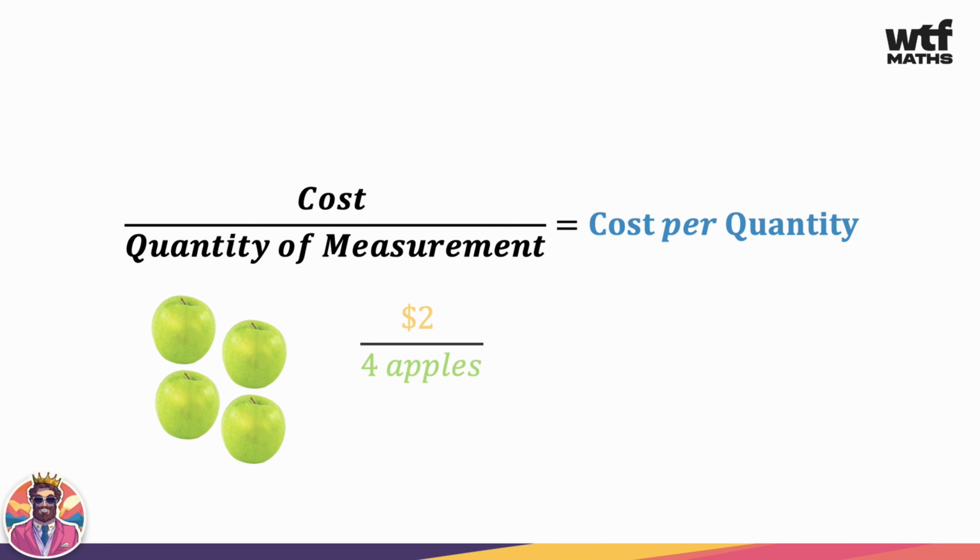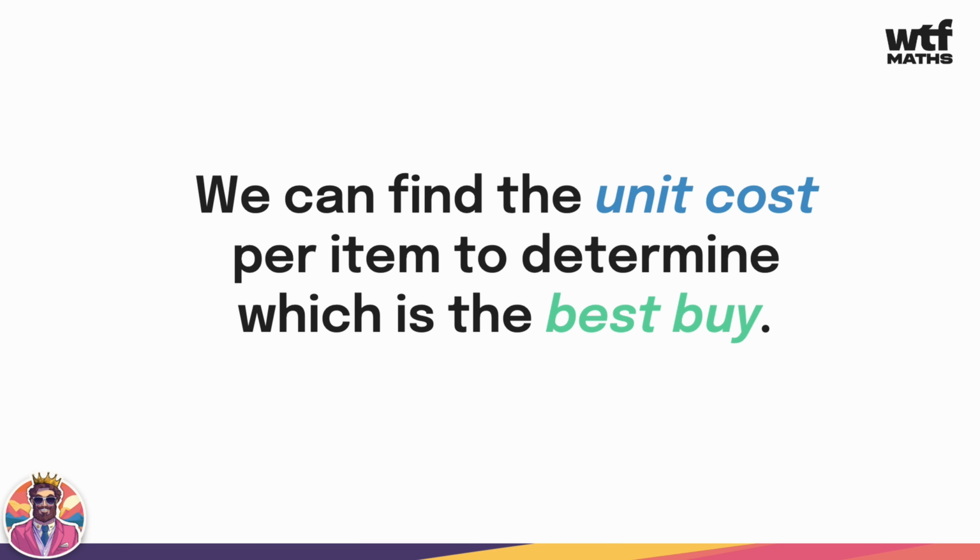For example, if I had 4 apples and it cost me $2, if I wanted to work out the cost per quantity, I'm just going to take the $2 cost and divide it by 4 apples. This will give me 50 cents per apple. So this is an example of a unit rate because we have found the value or the cost per single unit of an item. So we can find the unit cost per item to determine which is the best buy.